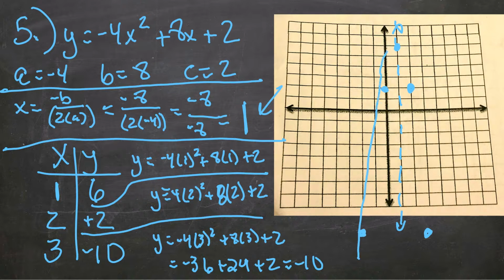Now remember, even though it's really skinny, it still has to be a U. It still has to be curled at the top. All right? And don't forget your arrows. A lot of people are forgetting their arrows. Okay, this goes down forever. And that's it for 5.